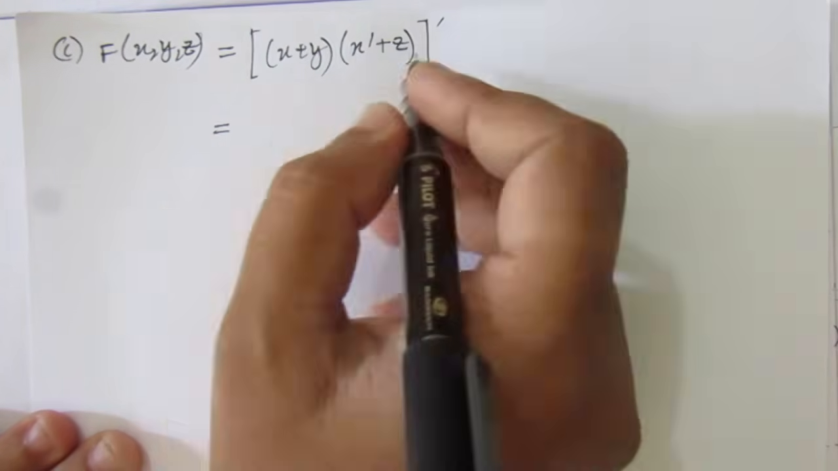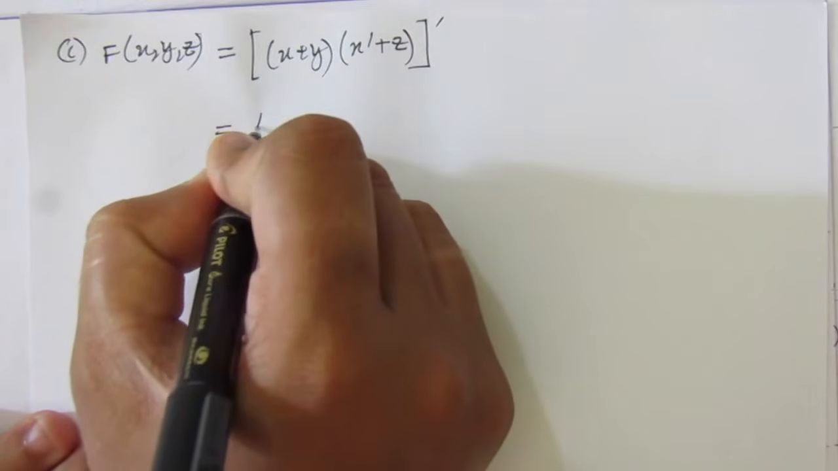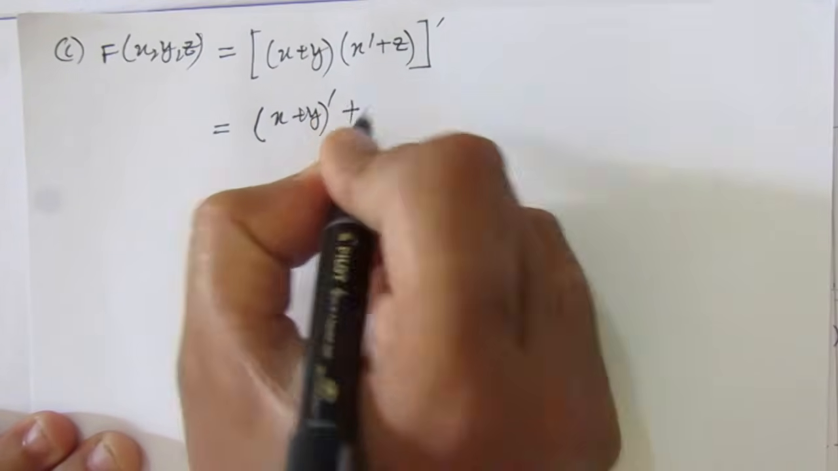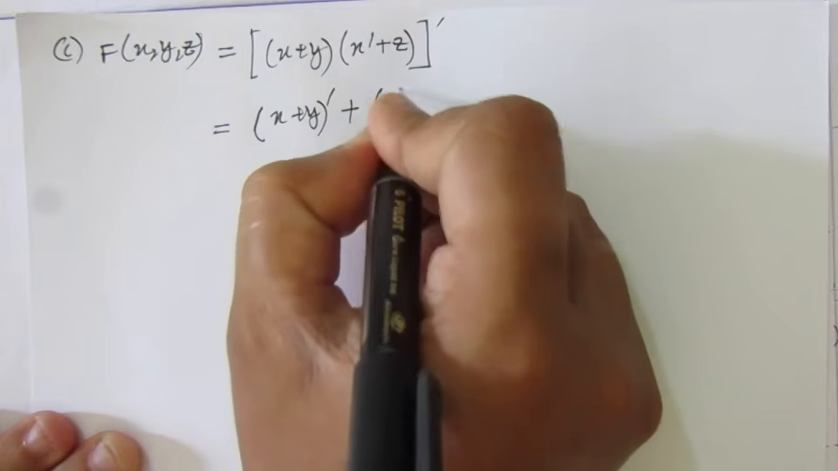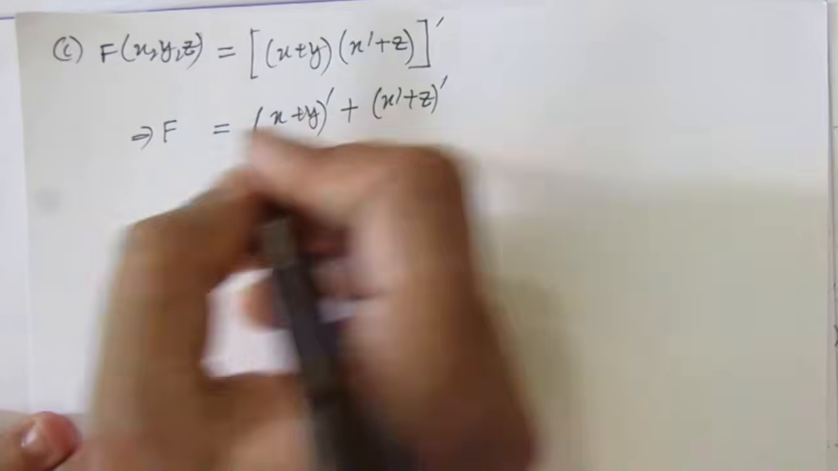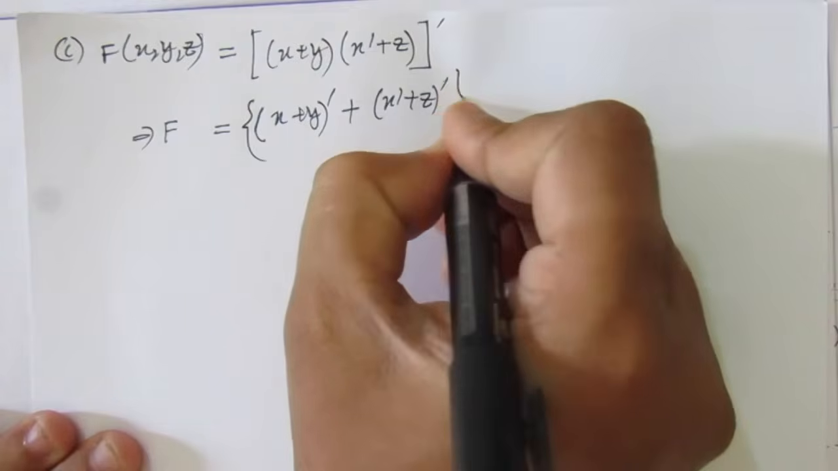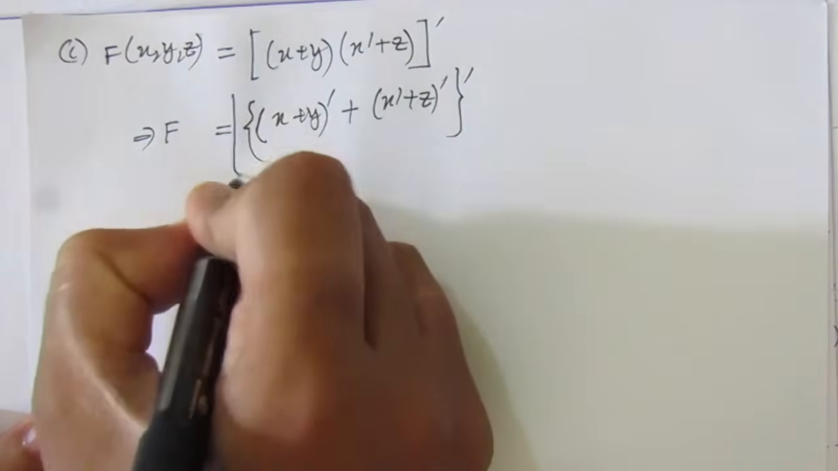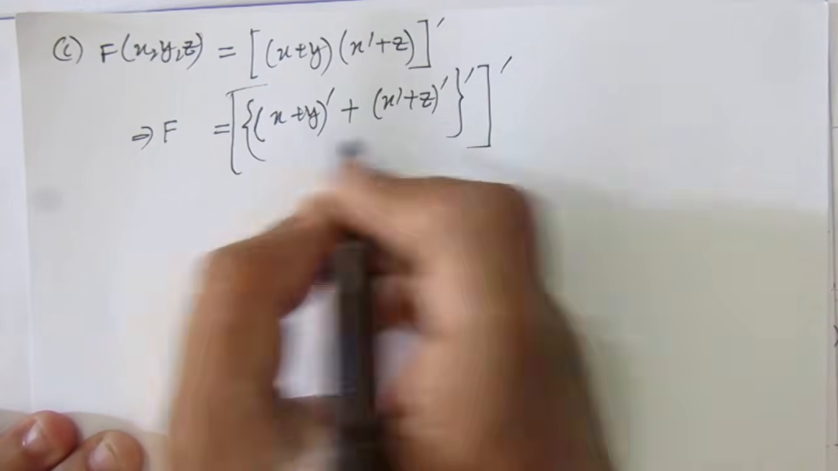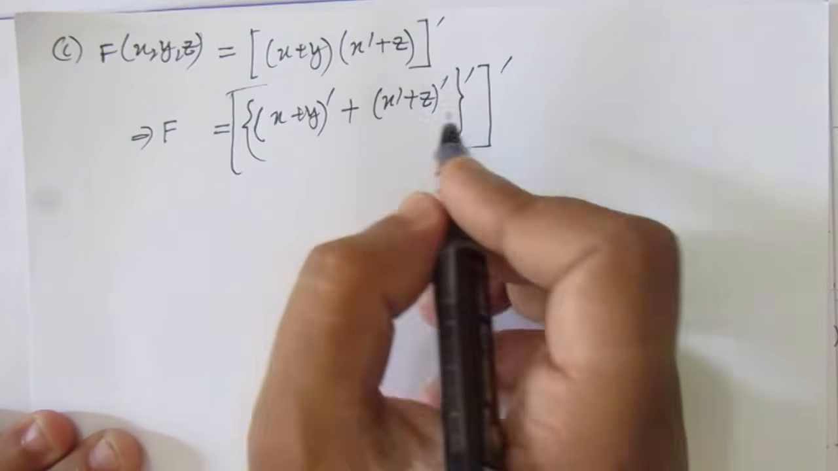Here it is (AB) whole bar, which we can write as A bar plus B bar: (x plus y) whole bar plus (x bar plus z) whole bar. This is the function f. Then we have to use NOR gates, so we will complement this two times, the first complement and the second complement. Within this square bracket we get a NOR function, another sub NOR function, and this is also a NOR function.